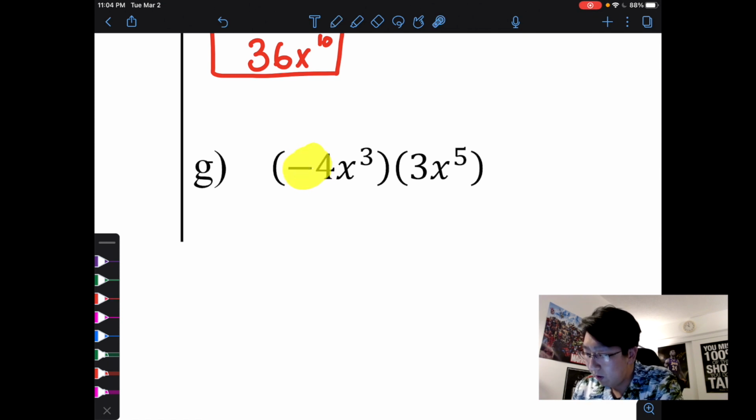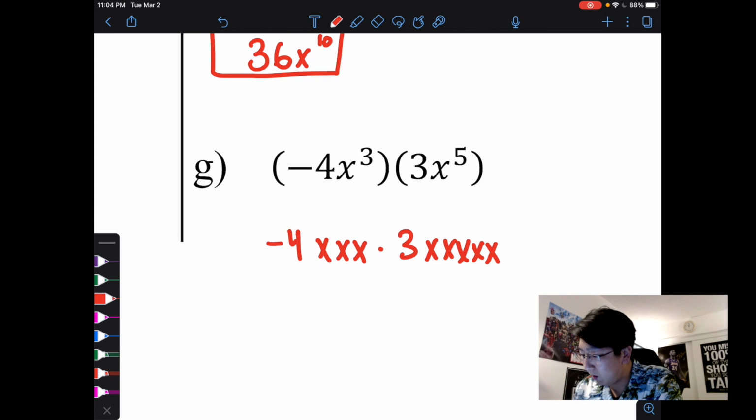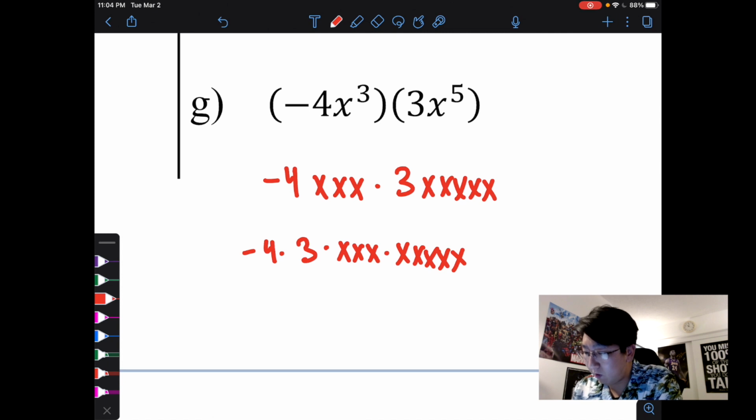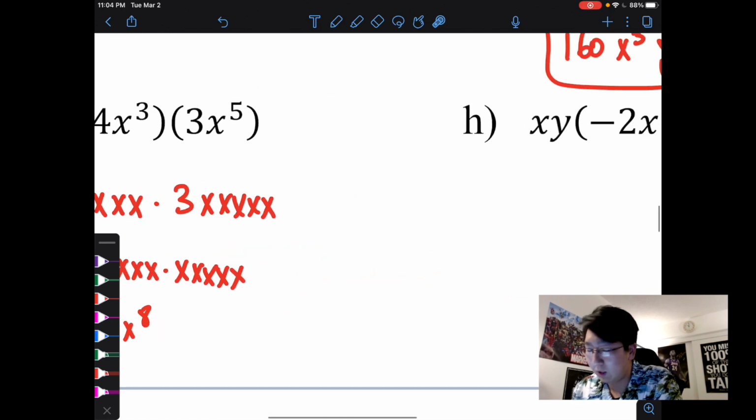Here we have -4 times x times x times x times 3. 1, 2, 3, 4, 5. I expanded. Next thing I need to do is reorder. So -4 times 3 times 1, 2, 3 times 1, 2, 3, 4, 5. -4 times positive 3. Negative times a positive is a negative number. 4 times 3 is 12. And we have a total of 1, 2, 3, 4, 5, 6, 7, 8 x's being multiplied together.